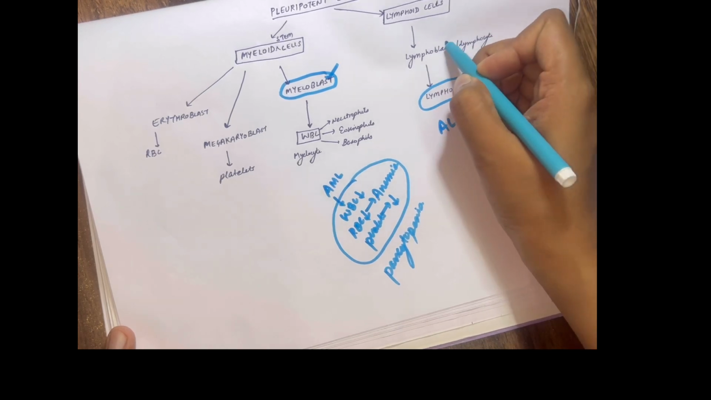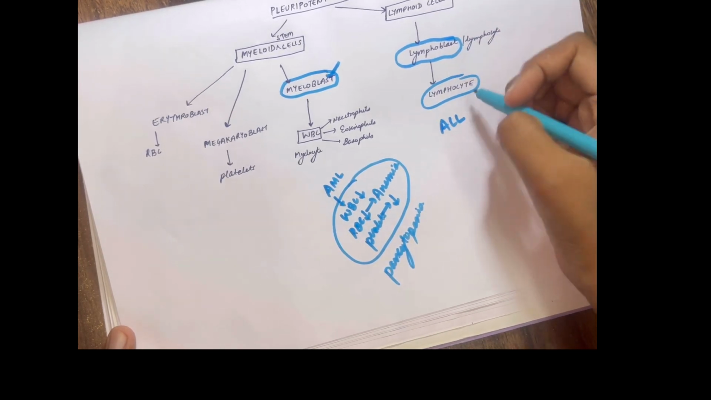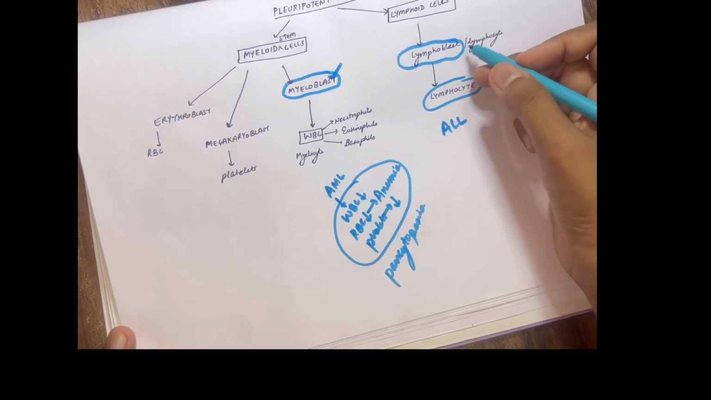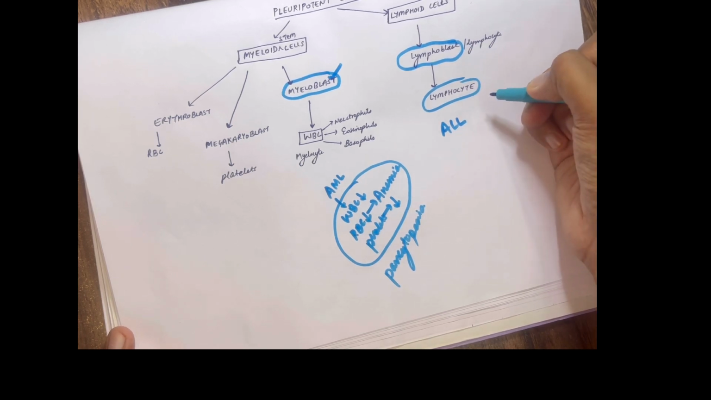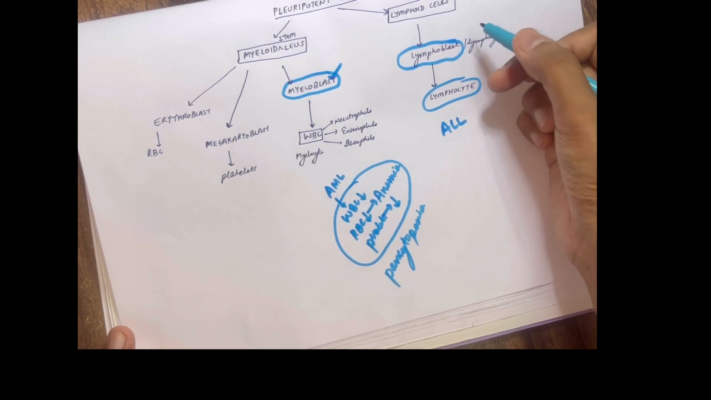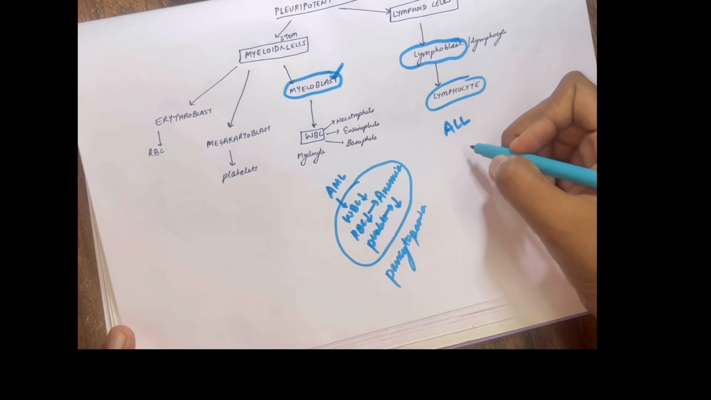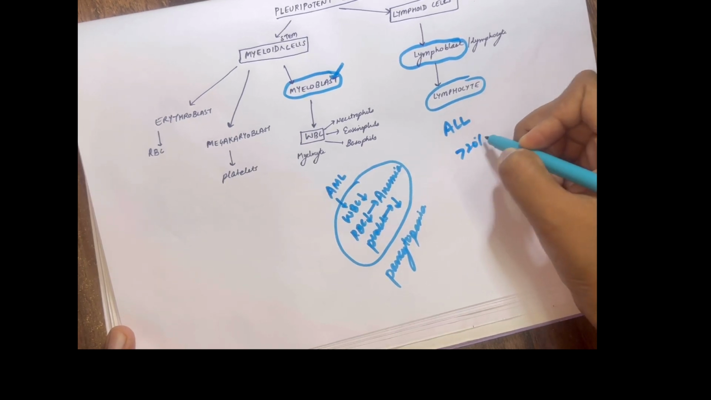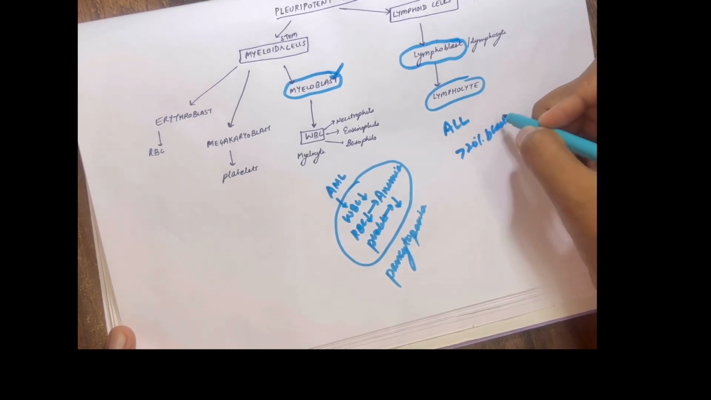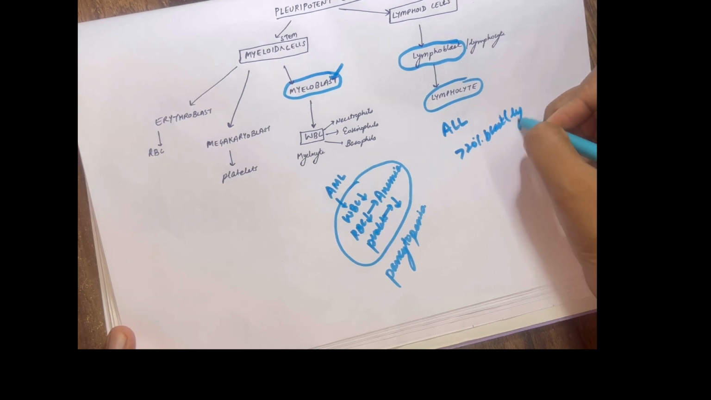Fine. So if too many lymphoblasts are there, that means lymphocytes will be reduced. Lymphoblast is not getting mature to lymphocytes. Fine. So lymphoblasts are too much. So that will lead to more than 20% blast cells. That is lymphoblast. Fine.